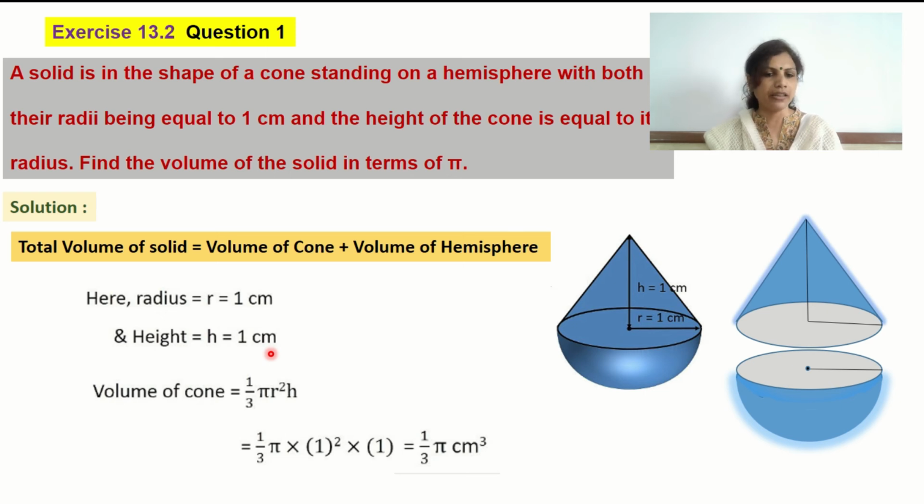So easy, we have to find out the value in terms of pi, so we will not substitute the value of pi there. So 1 by 3 pi into 1 square into 1, that is 1 upon 3 pi centimeter cube or cubic centimeter, because the unit for volume is cubic centimeter or cubic meter. So that is volume of a cone.